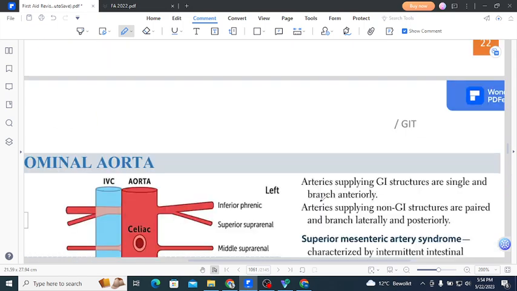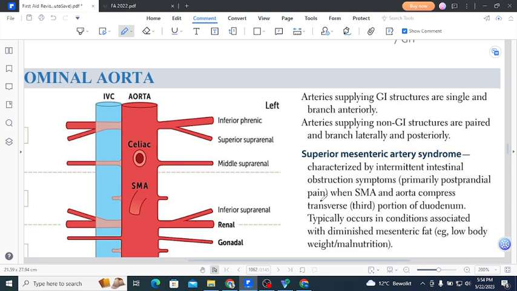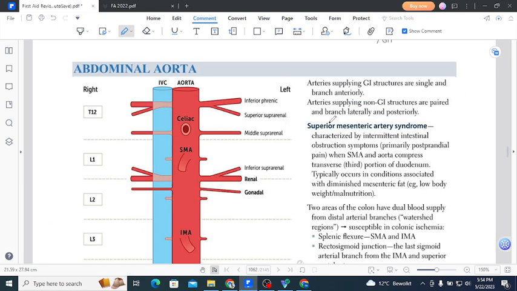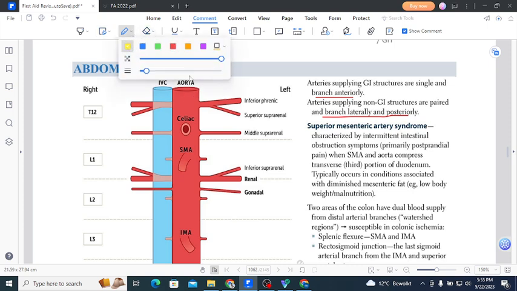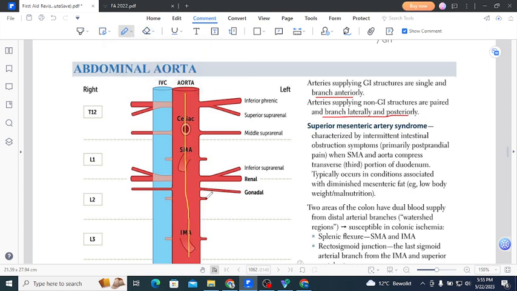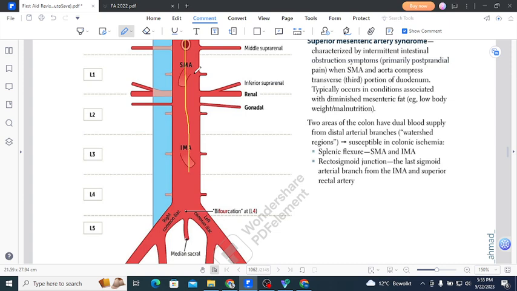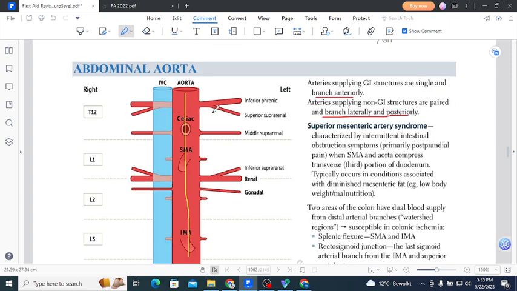Moving forward to this point, that is the abdominal aorta. The arteries supplying the GIT structures are single and branch anteriorly. The arteries supplying the non-GIT structures are paired and they branch laterally. So there is a basic concept about the abdominal aorta: suppose this is the abdominal aorta. There are some arteries which are branching anteriorly, or maybe posteriorly. The arteries which are branching anteriorly or posteriorly are singular arteries, they are not paired. But the arteries which are supplying, and these are the arteries which supply the GI structures.